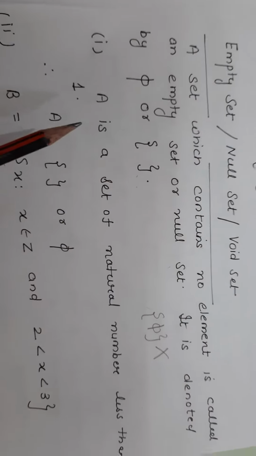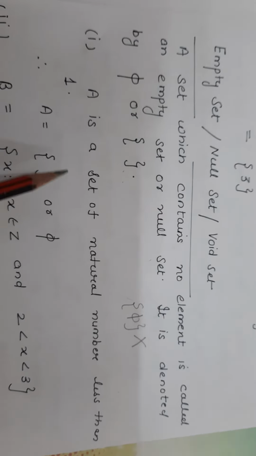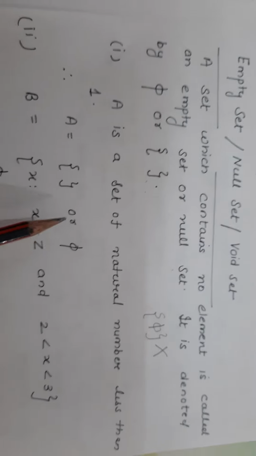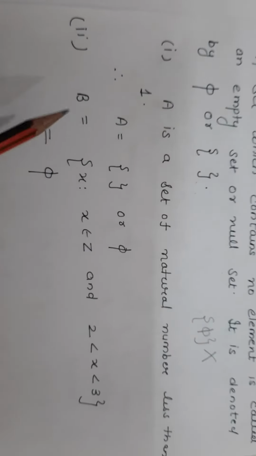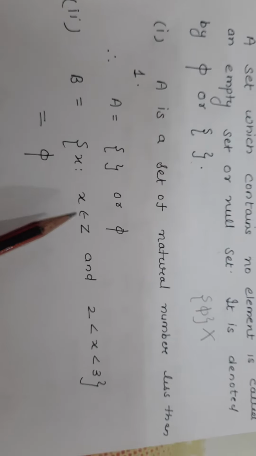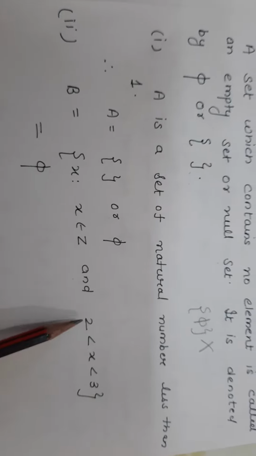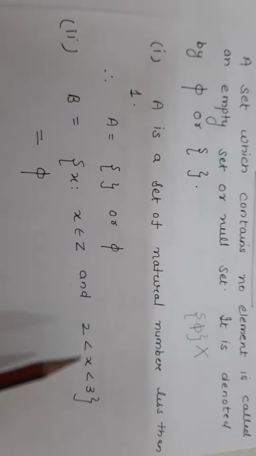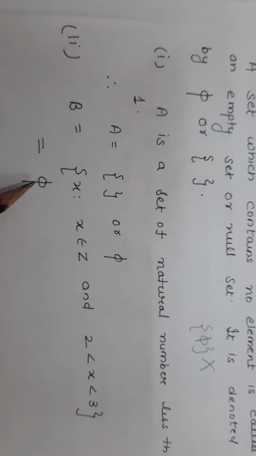Now examples. A is the set of natural numbers less than 1. We know that there is no natural number which is less than 1. So this is an example of a null set or void set. So I'll write either these brackets or phi. Now another example, B, the set of those x where x belongs to Z, Z for integers, and x is greater than 2 and less than 3. We know that there is no integer between 2 and 3, right? So again this is an example of a null set.